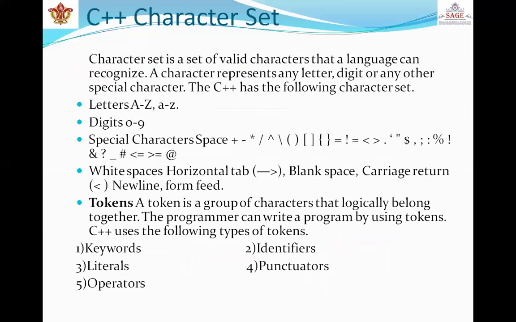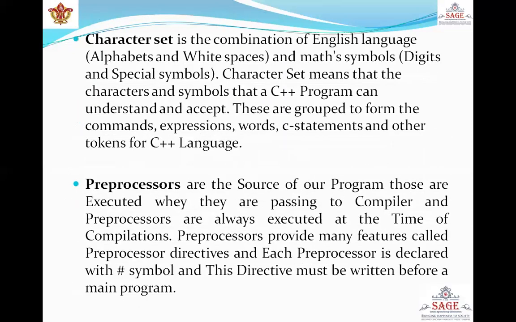Next is the character set. It is a combination of the English language alphabet, white space, and some symbols from mathematics, including digits and special symbols. The C++ character set means the characters and symbols that are understandable and acceptable by the C++ program. It can process any of the 256 ASCII characters as data or as literals.